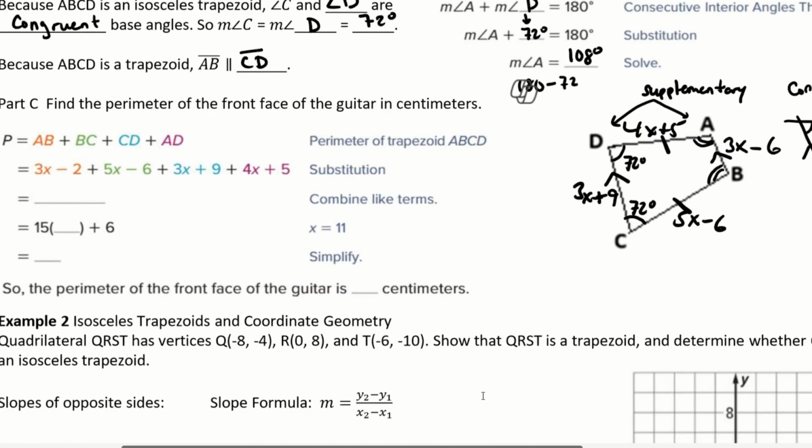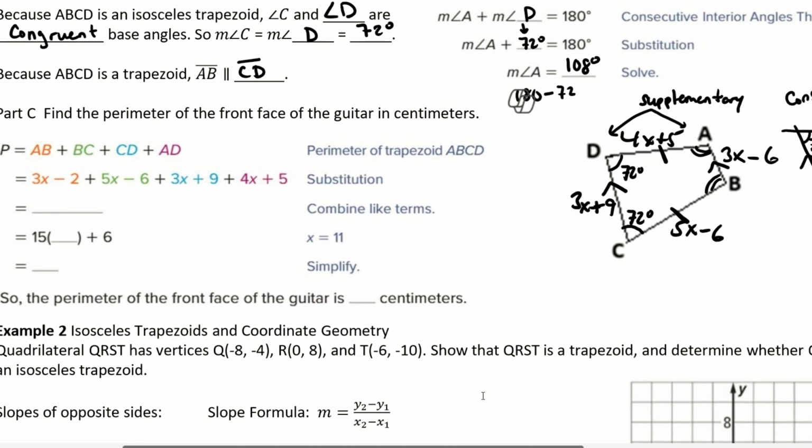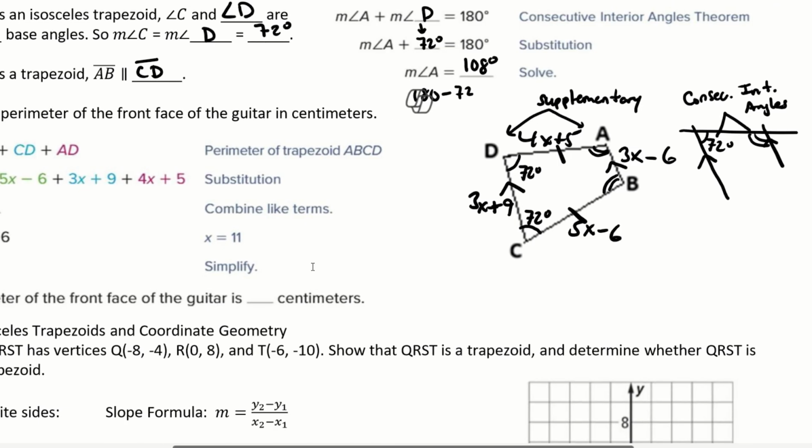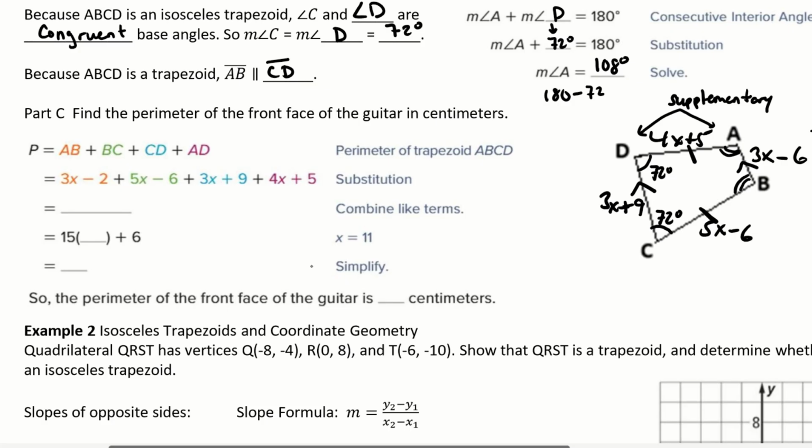Now part C, find the perimeter of the front face of the guitar in centimeters. All right, so the perimeter of any geometric shape is just the sum of the sides. So we're going to add up all the sides, 1, 2, 3, 4. We get AB plus BC plus CD plus AD. Add up all four sides. We're going to substitute that because we know what the sides are equal to in terms of x.